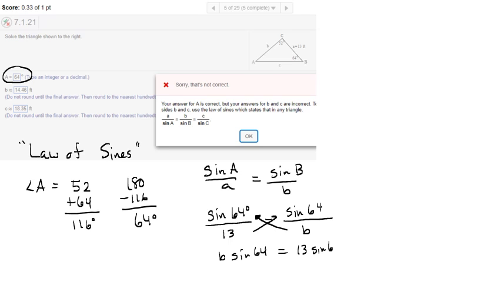What you do is cross multiply here. So if you did cross multiply, it would be b sine of 64 is equal to 13 times sine of 64. And if you divide both sides by sine of 64, you know those guys are exactly the same. It's exactly the same piece there. So those cancel and we're left with b equals 13. That's the easy one. All right, that's just recognizing it's an isosceles triangle. So b is equal to 13.